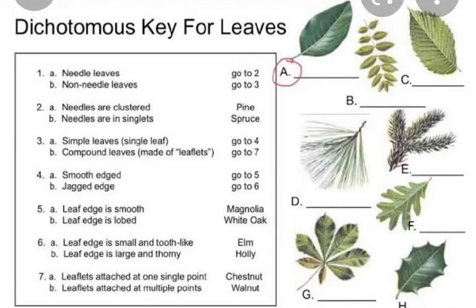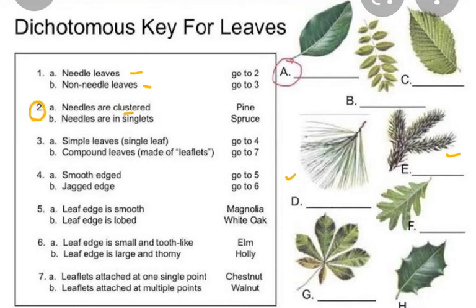I will run through this dichotomous key with you all and help you to do this. First of all, let's look at the two choices, needle leaves and non-needle leaves. If it is needle leaves, then you go to two. So, okay, I go to two.